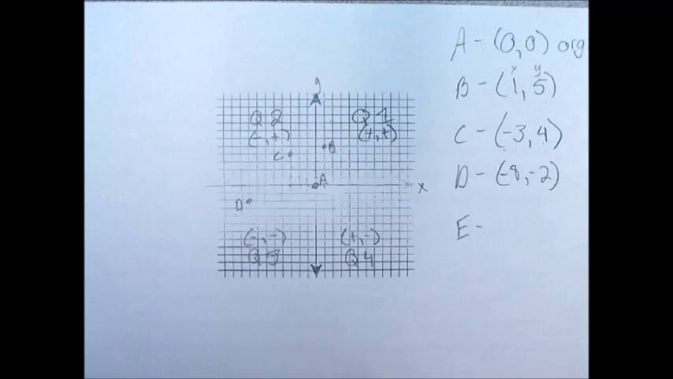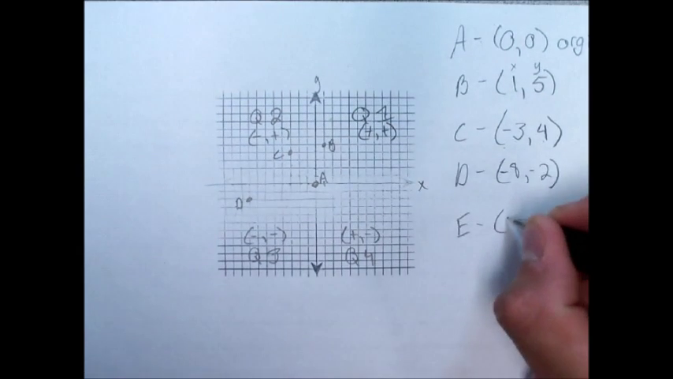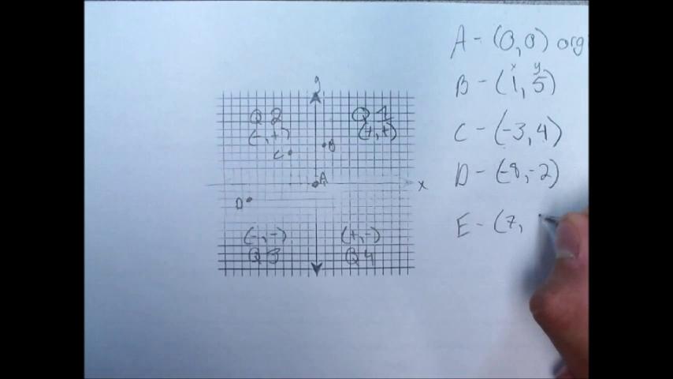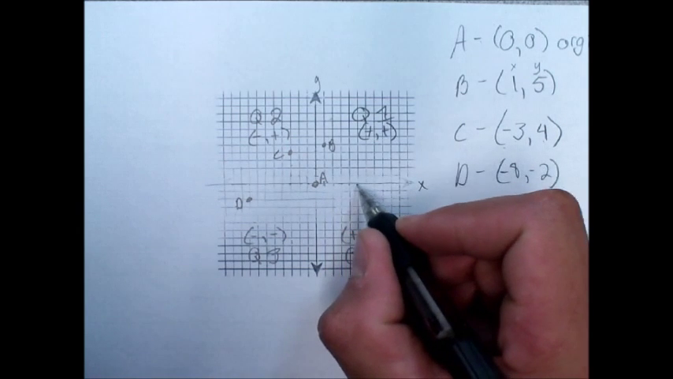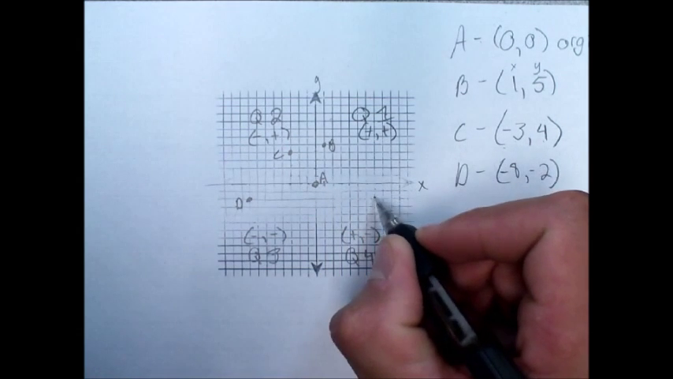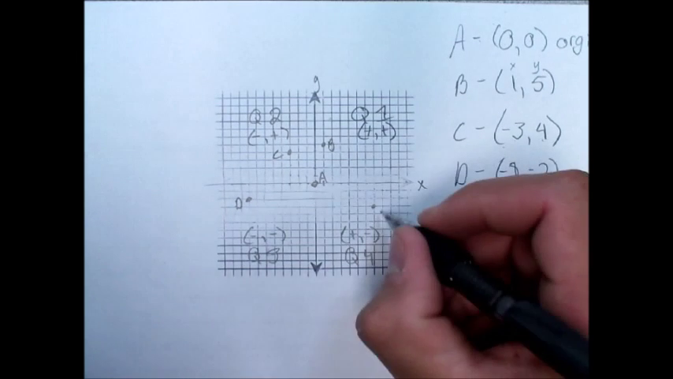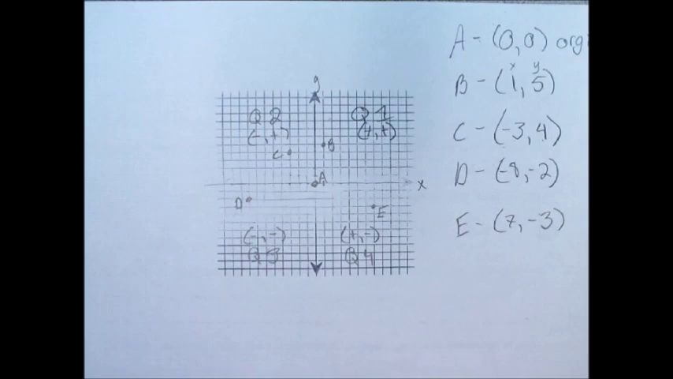And on E, we're going to have 7, comma, negative 3. 1, 2, 3, 4, 5, 6, 7. 1, 2, 3. There's my dot. There's my E. Reading better. Any questions, comments, or concerns about plotting points? Okay.